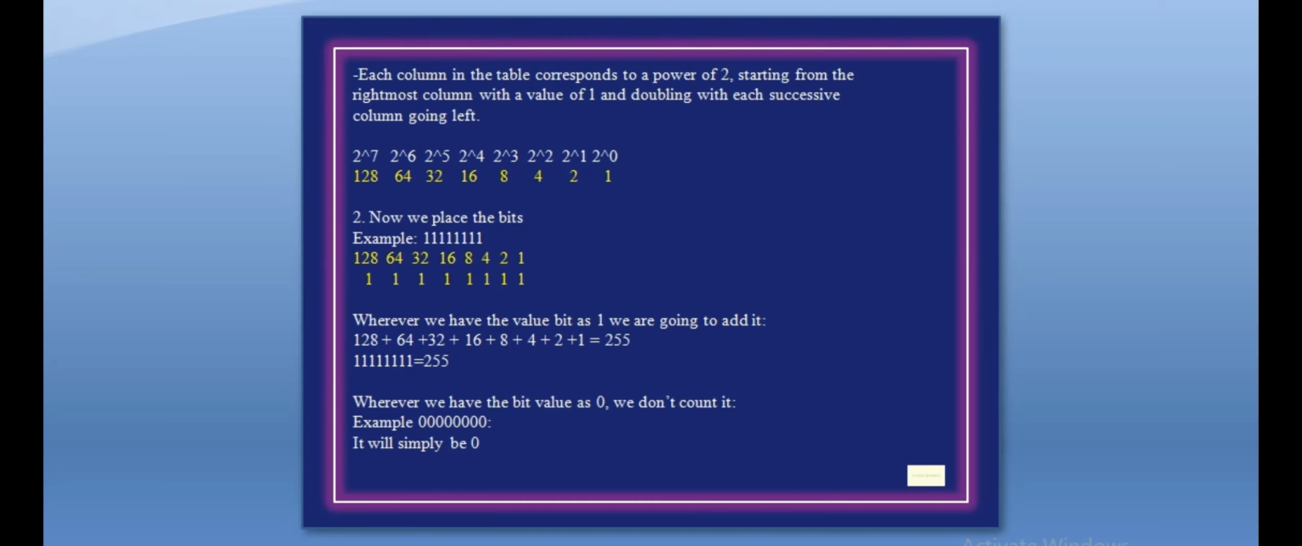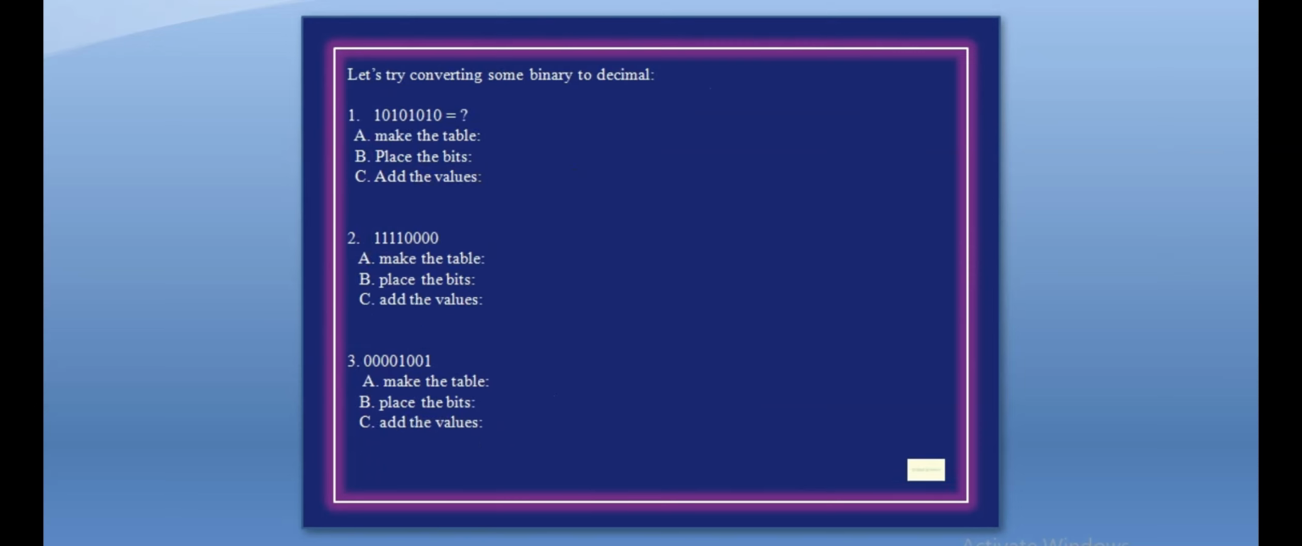Let's take a look at another example. Suppose we want to find the decimal equivalent of 0000 0000. First, we make the table, then we place the bits. Now, in the first example, I mentioned that we add the values with the bit value of 1. But in case of bit value 0, we do the opposite. We just don't count it. Here, the answer is nothing but simply 0. Let's take a look at some exercises.